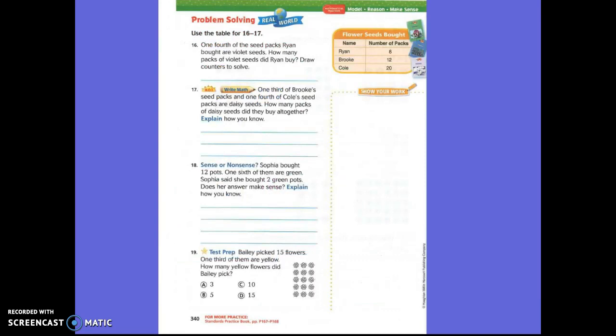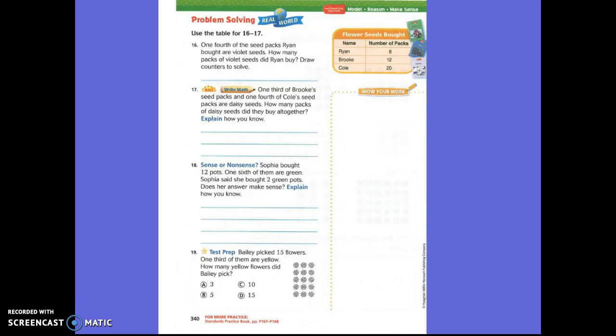Okay, boys and girls, I'm going to let you look at number 16 on your own. So let's do number 17 real quick. Let's read it. 1/3 of Brooke's seed packs and 1/4 of Cole's seed packs are daisy seeds. How many packs of daisy seeds did they buy all together? Explain how you know. Yes, there is a keyword in there, which is all together, which means eventually you will be adding.